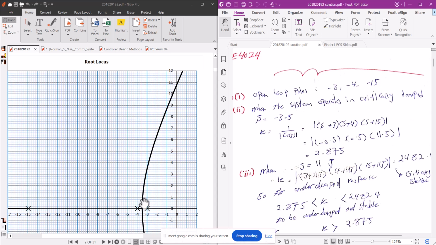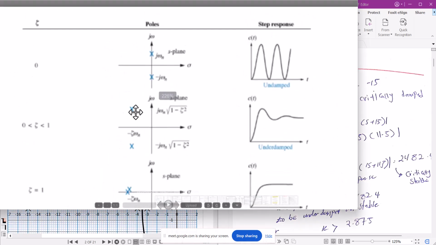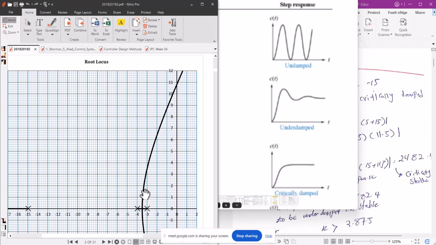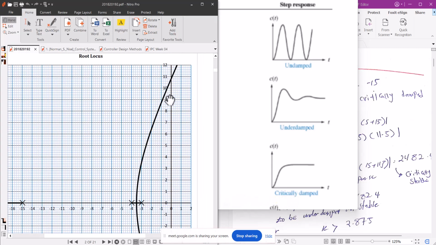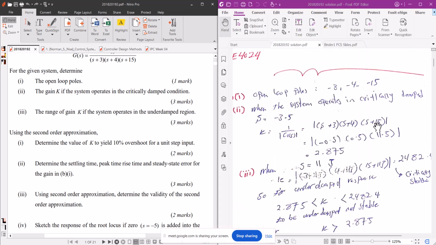Underdamped means you have both a real part as well as an imaginary part, like this. You have some oscillations as well as some damping, zeta between 0 and 1. These will be the poles. So this is the region from this to this where your system will be underdamped, right? So we will move to the solution here.